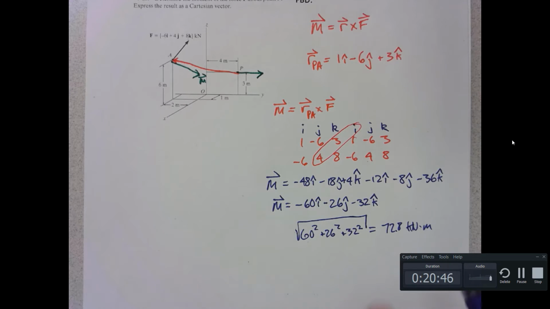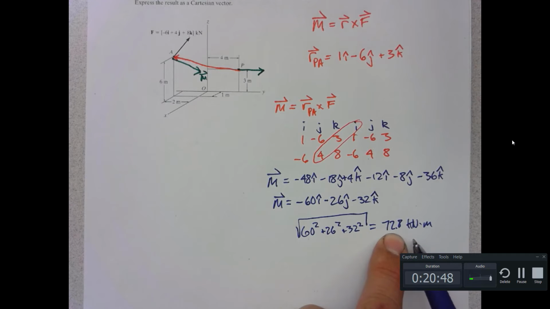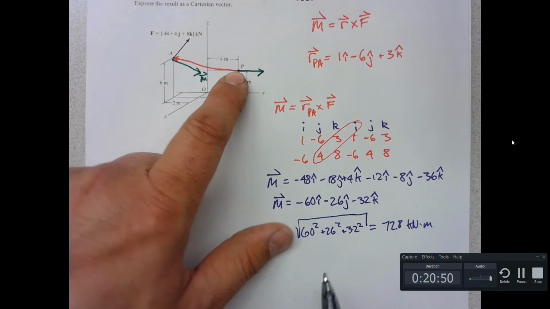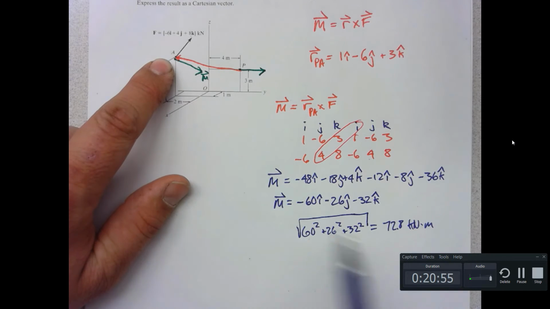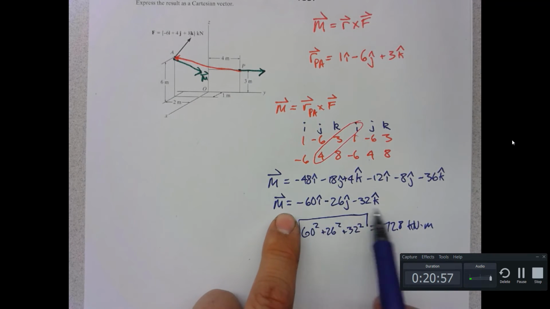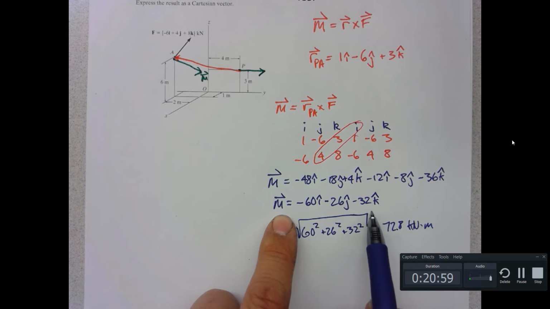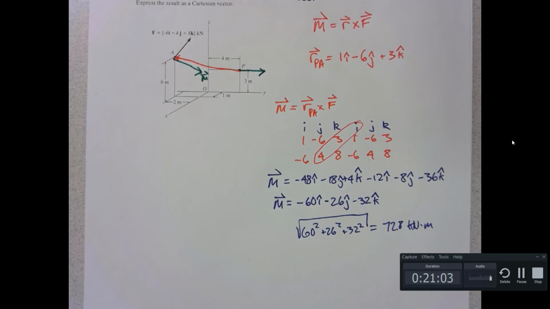All right, so there's a moment of 72.8 kilonewton meters about P by force F being this distance away. Okay, if I want to know the direction of that, I'd need to find a unit vector of that moment. That'd tell me just the pure direction of it. All right?